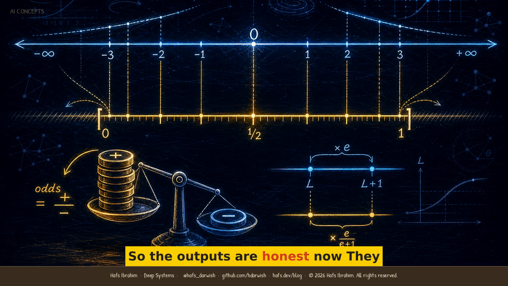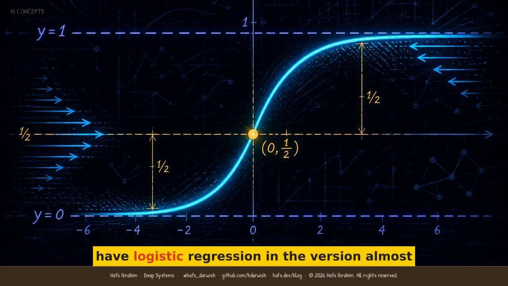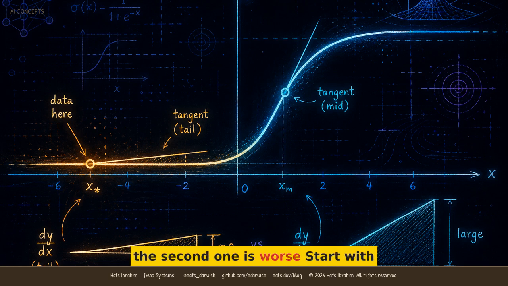So the outputs are honest now. They sit strictly between 0 and 1. Keep the loss you already had, keep minimizing squared error against the labels, and you have logistic regression, in the version almost everybody invents on their first attempt. It is broken. In 2 different ways, and the second one is worse.